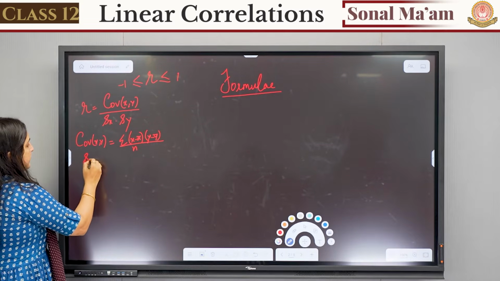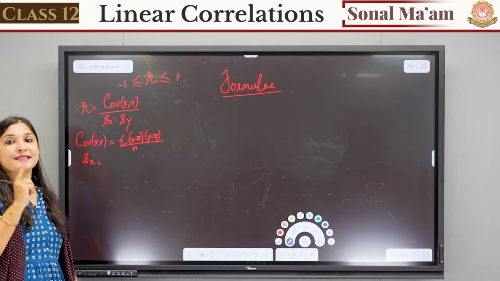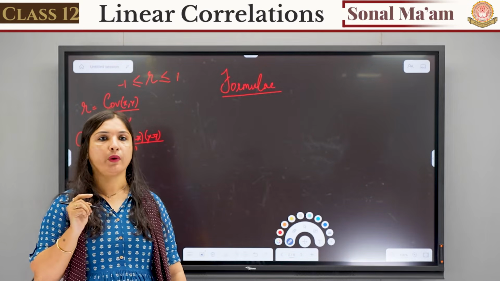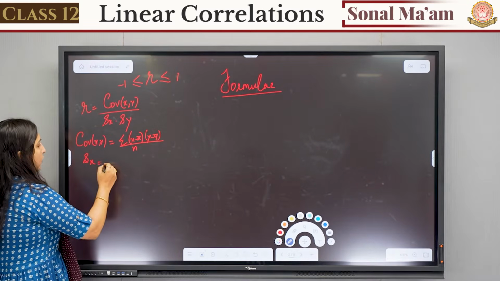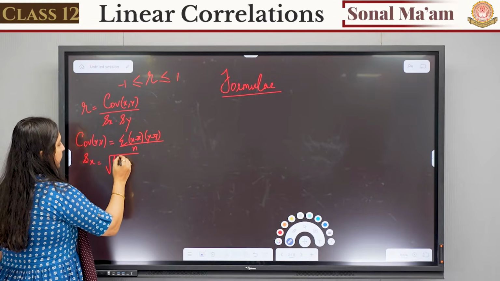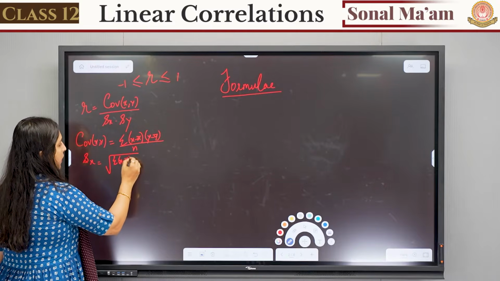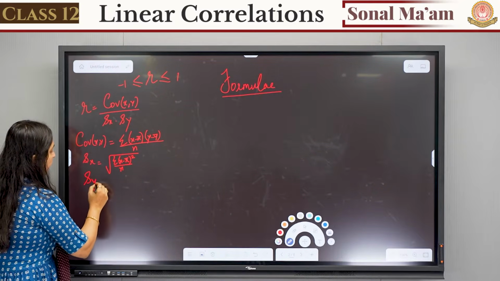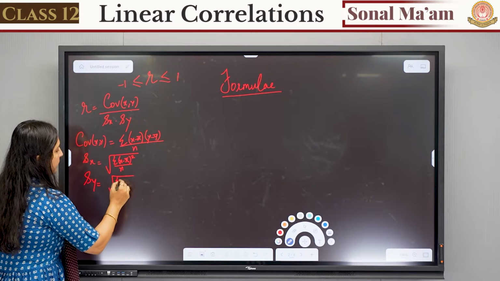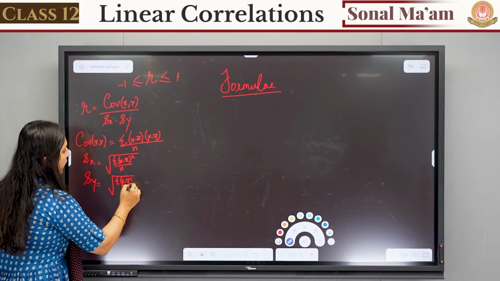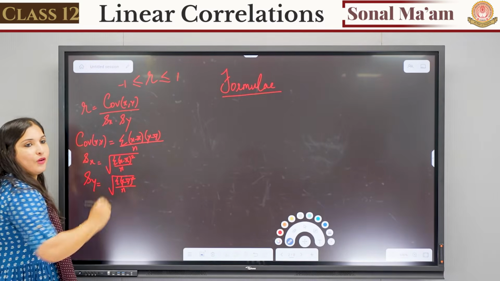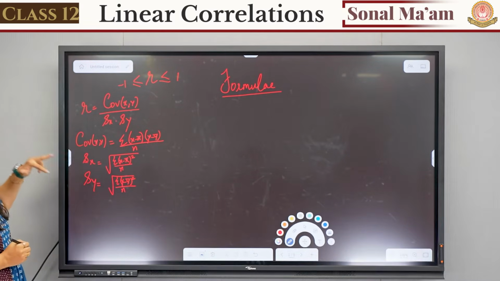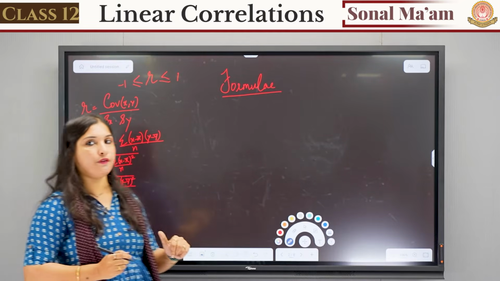The formula for sx, sx is the standard deviation of x. We have already learned the formula in 11th standard also, right? The formula will be under root of summation (x minus x bar) the whole square divided by n, and sy will be under root of summation (y minus y bar) the whole square divided by n. I hope you remember the formula. This is the covariance formula, this is the standard deviation of x and this is the standard deviation of y.